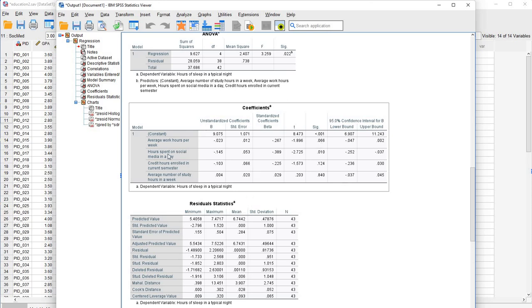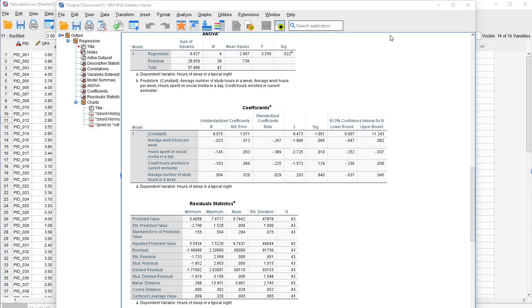And then we see that hours spent on social media predicts our sleep hours. The other two variables don't seem to, so we got credit hours and average number of study hours in a week. And so those two don't seem like they are influencing our sleep hours variable.